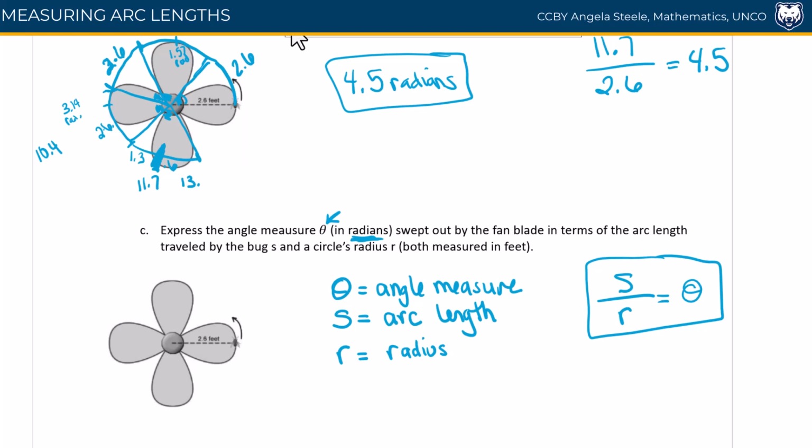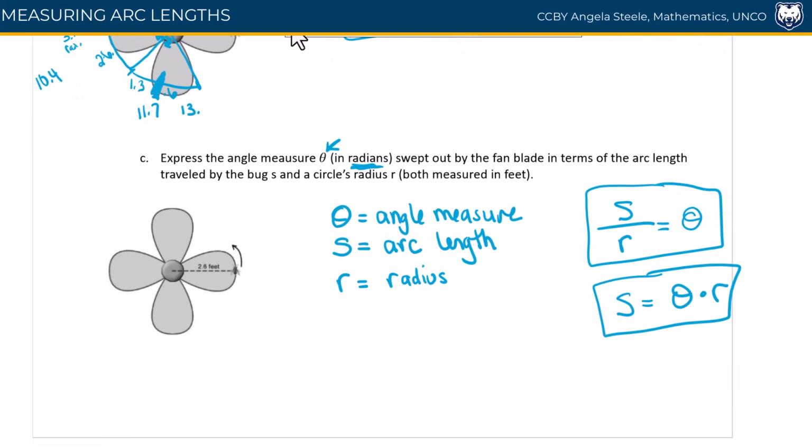So I can take this relationship and multiply both sides by R. So we get S equals theta multiplied by R. So if we are looking for just the arc length, we can take theta multiplied by the radius. And then I can take that formula and divide both sides by theta, which gives us S divided by theta equals our R. And so now, if we know any two of the variables, we can always solve for that missing variable. All right, let's go ahead and put this into practice.